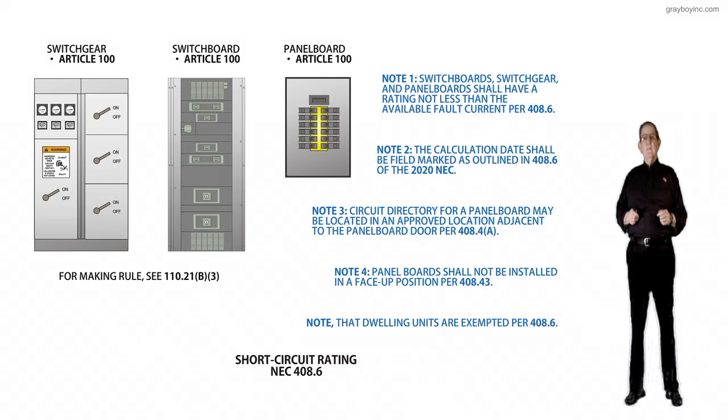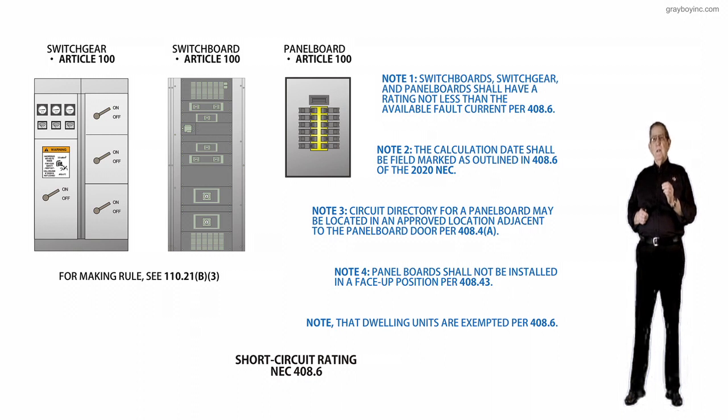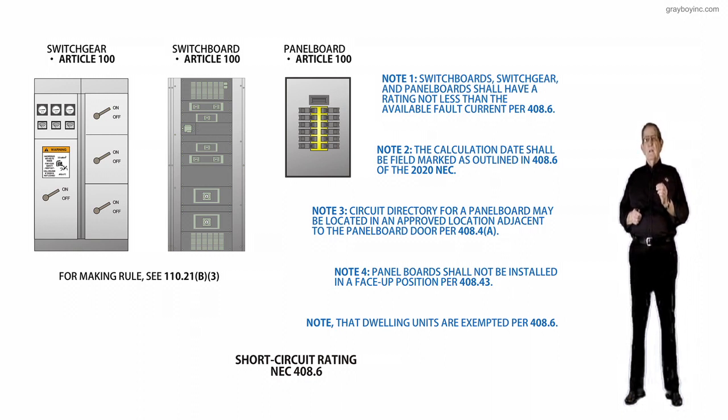This illustration deals with a short circuit rating in accordance with 408.6. And the purpose of change was to provide a new section. And this new section has been added to clarify that switchboards, switchgear, and panel boards shall have a current short circuit rating not less than the available fault current that may be present. This new section does not apply to 1 and 2 family dwellings.